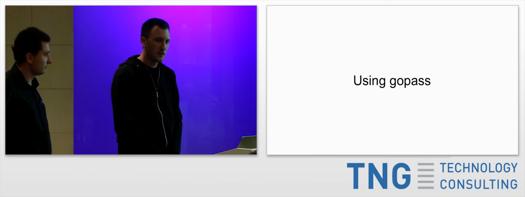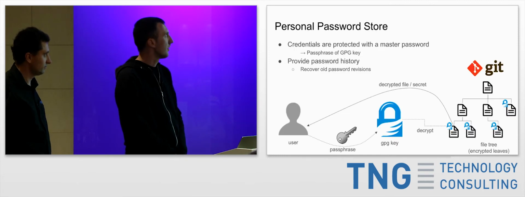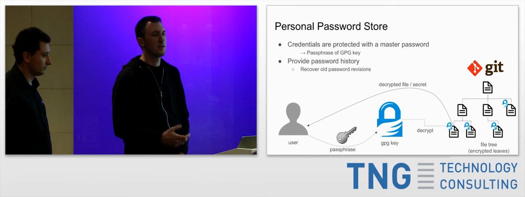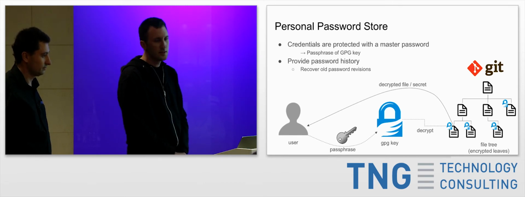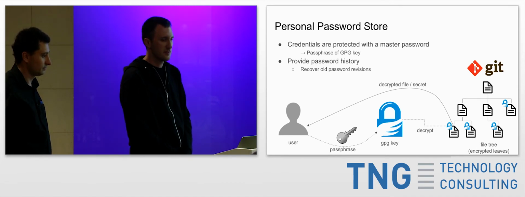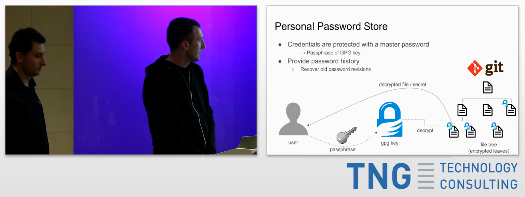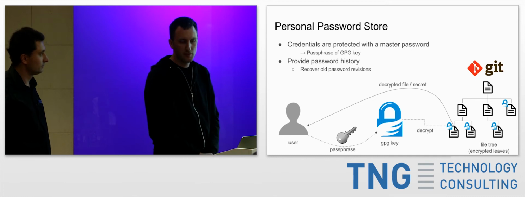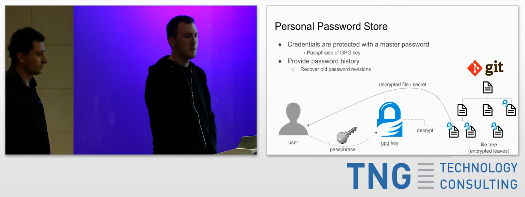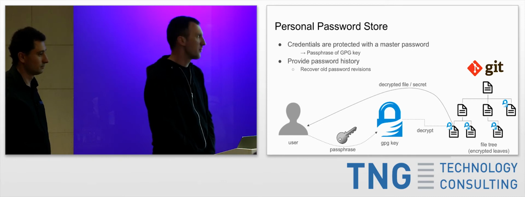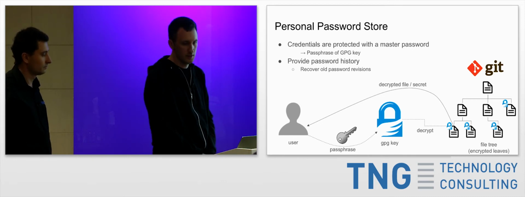So how is using gopass like, or what are the use cases? I teased a little bit on this. First of all, for myself, I wanted it to be a personal password store which has great usability. So the basic use case, of course, is as a personal password store. The secrets get encrypted with GPG. We have the passphrase of your GPG key and maybe a second factor like a smart card protecting these secrets. And we provide a password history by using Git. Yeah, that's a simple use case.